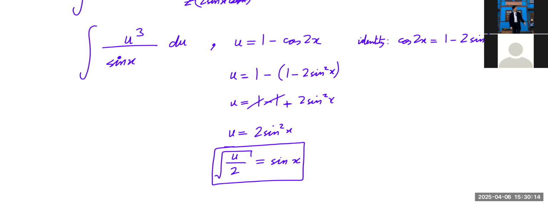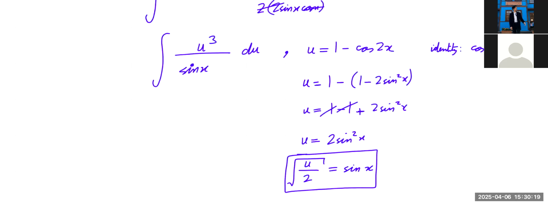Okay, so now let's replace sine x with root of u over 2.